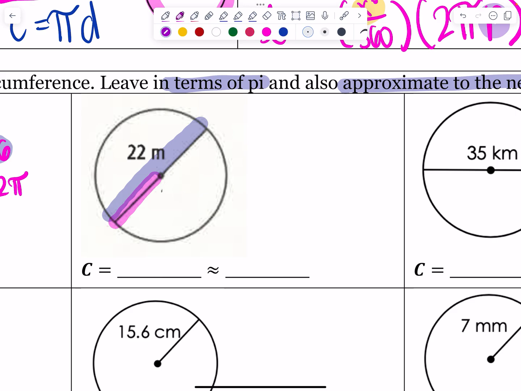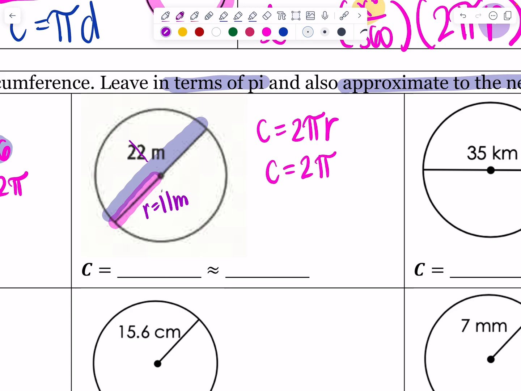What I'm going to do is acknowledge that that whole thing is 22, so my radius is 11. And what I like to do is mark out the 22 so I don't accidentally use it. You could have worked with pi d, but I'm going to work with 2 pi r every time just because I'm a creature of habit. So 2 pi r, circumference is going to be equal to 2 times pi times 11.